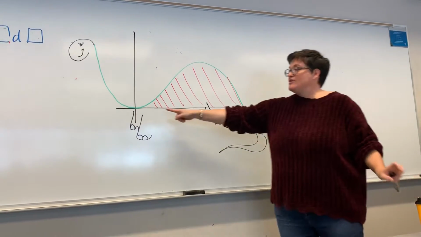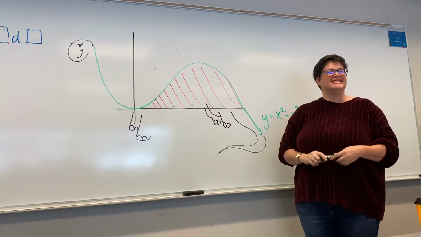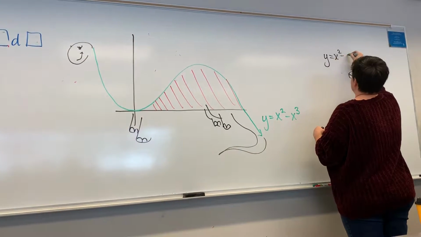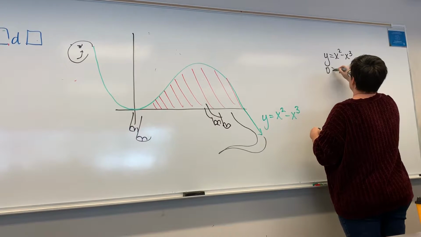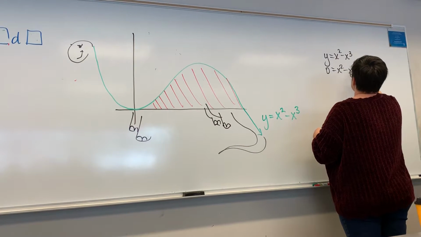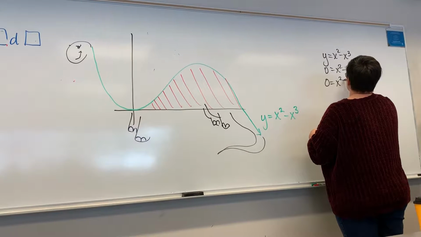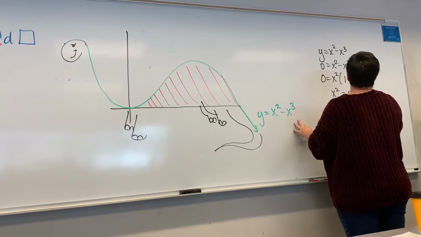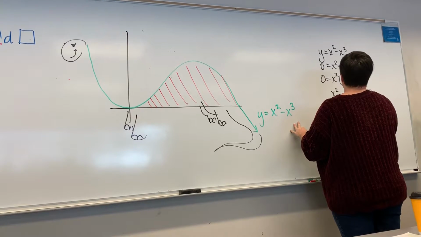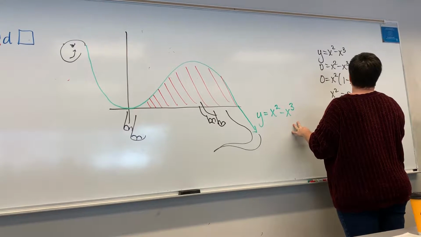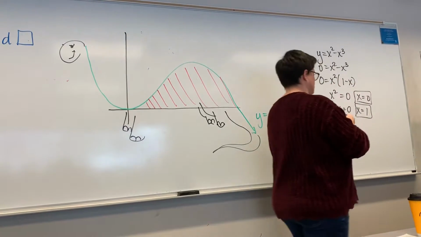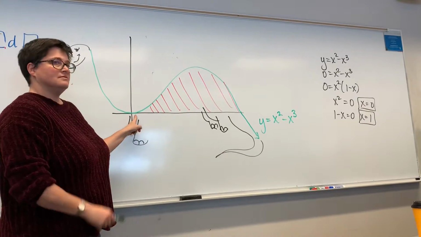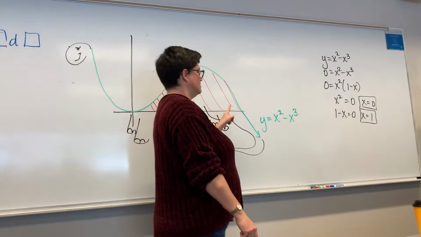These two points are where the function equals 0. So y equals x squared minus x cubed. We're going to set that equal to 0 and factor out what I can. x squared equals 0, so x equals 0. 1 minus x equals 0, so x equals 1. So what are my two values? 0 and what?